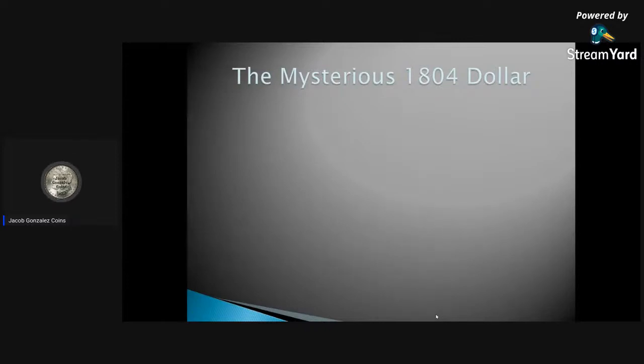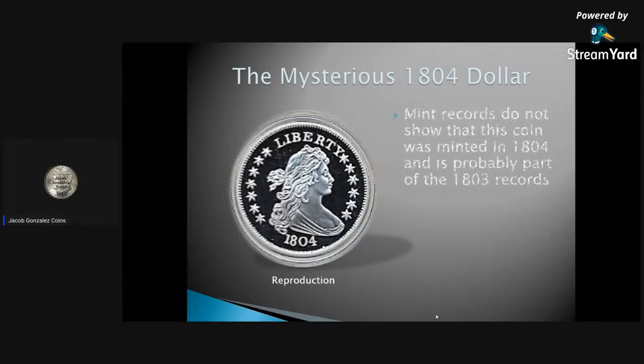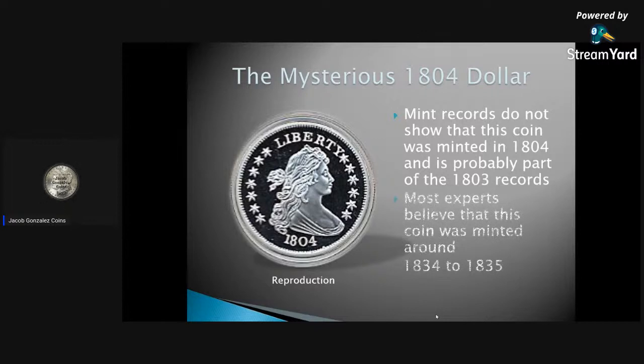And guys, the mysterious 1804 dollar. This is a reproduction. Mint records do not show that this coin was ever minted in 1804 and it is probably part of the 1803 records. Most experts believe that this coin was minted around 1834 to 1835 with the date 1804.